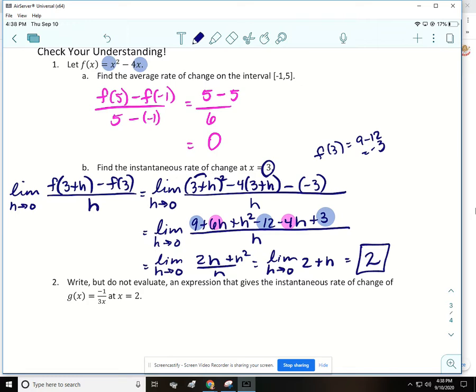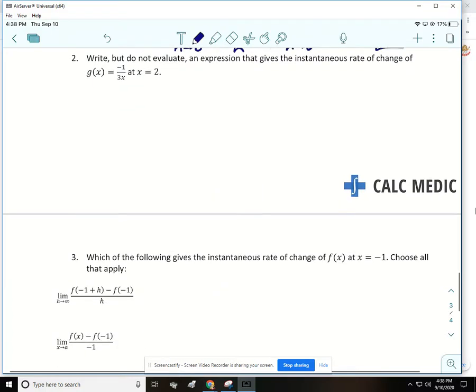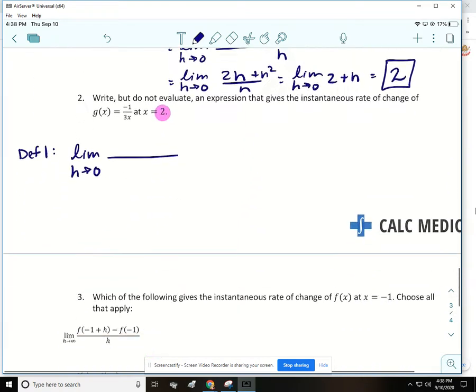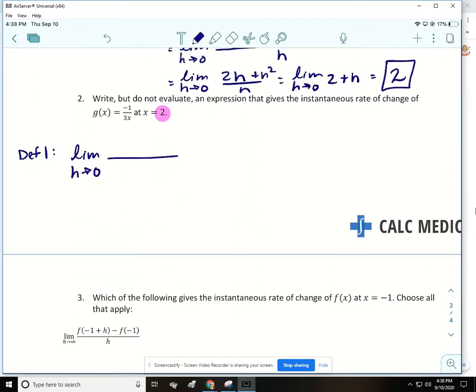All right, on number 2, we're going to write but not evaluate an expression. We're actually going to do definition 1 and definition 2 on this one. So let's start with definition 1. Definition 1 is when we have the limit as h approaches 0. For this particular one, our x value is 2, so a is 2. So we're going to find the limit as h approaches 0 of g of 2 plus h minus g of 2 over h.